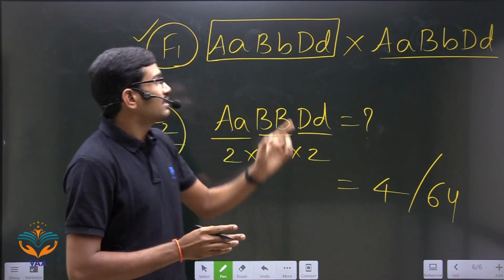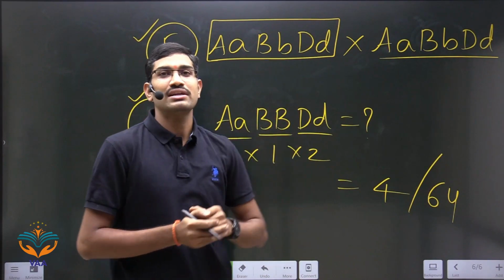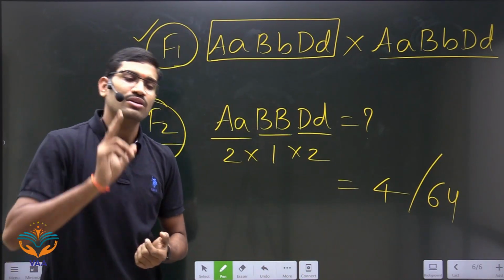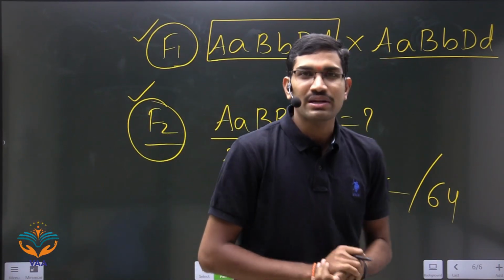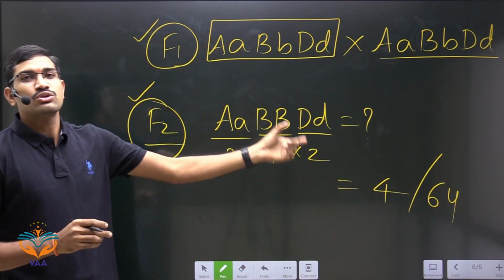But sometimes they may change this. They will give one genotype and that genotype is different. In that case, how will we find it out? That we will observe in a separate lecture. So in this lecture, this is the important concept and a trick to solve this type of questions.